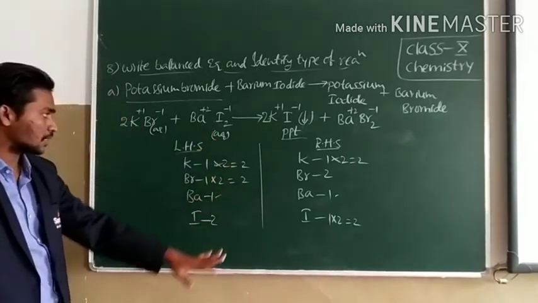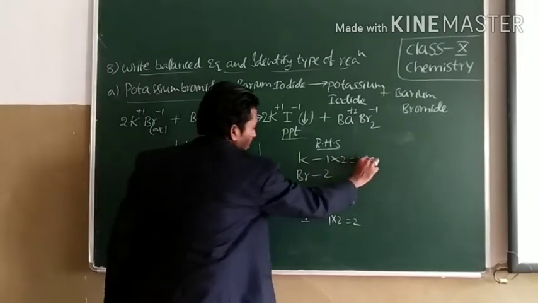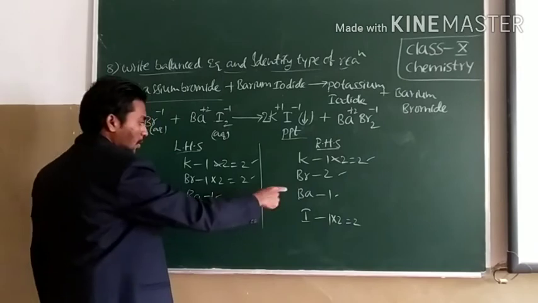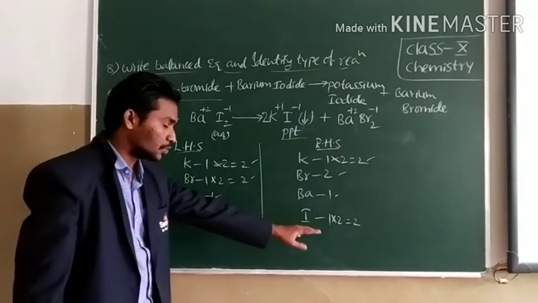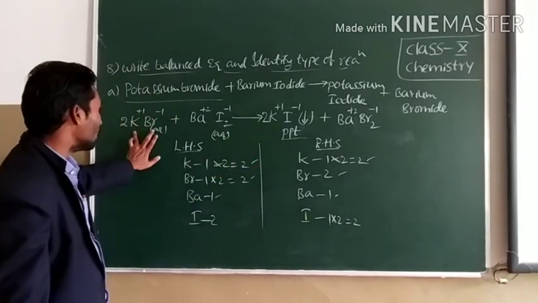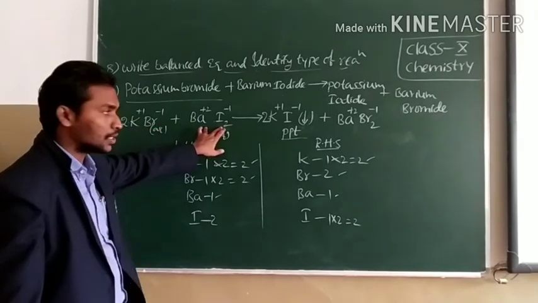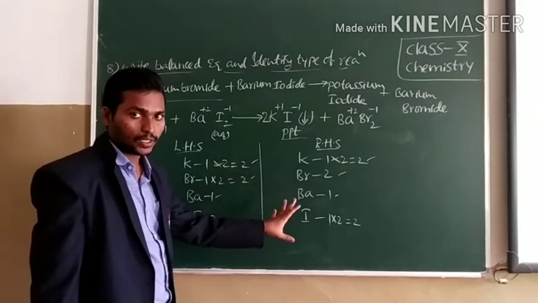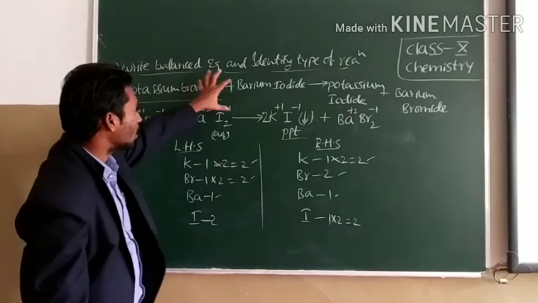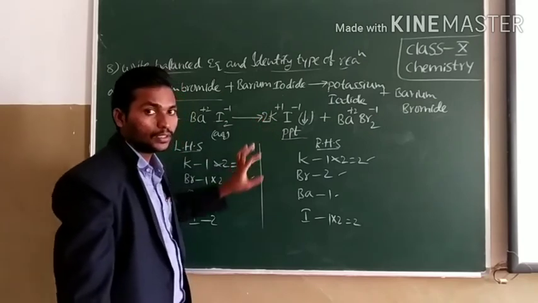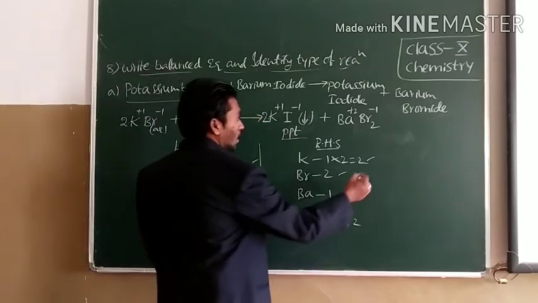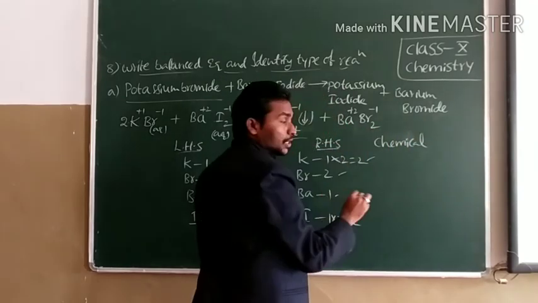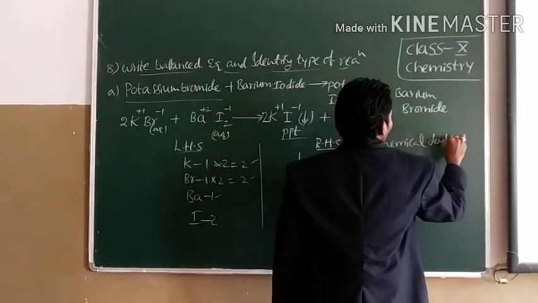Now let us verify the equation. 2 potassium atoms on both sides, bromine 2, barium atom 1, iodine atoms 2. So it's a balanced equation: 2 KBr plus BaI2 gives rise to 2 KI plus BaBr2. This is a balanced chemical equation. Now let us verify what kind of chemical reaction it is. It is a chemical double displacement reaction.